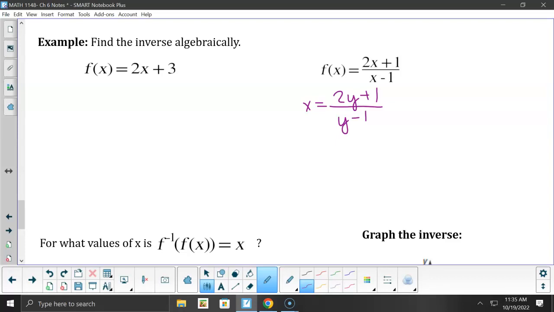All right. So when you go through to do this, I've got x times the quantity y minus 1 equals 2y plus 1. Here's the problem with this one. Because you have a y on top and a y on the bottom in your rational expression, you've actually got to distribute this through. Yes, it's ugly. It's going to be okay. So I got xy minus x equals 2y plus 1.